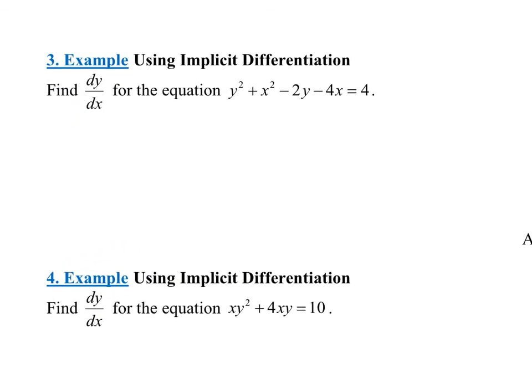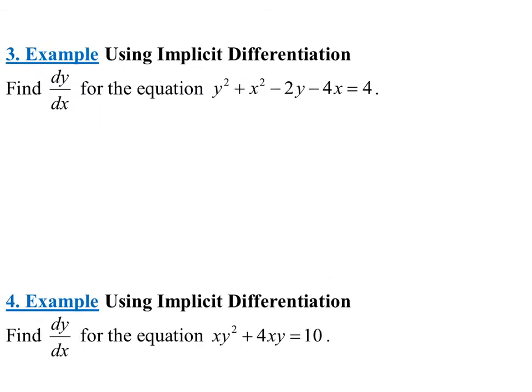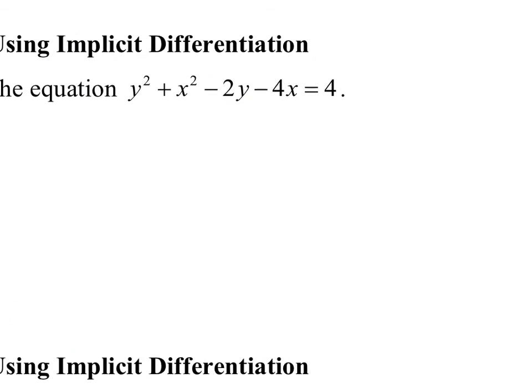Here's example 3. It says find dy dx, in other words y prime, for the equation y squared plus x squared minus 2y minus 4x equals 4. So what's the key to this? The key is we're going to take the derivative with respect to x of both sides of this equation. If they're equal, you take the derivative with respect to x of both sides of the equation.